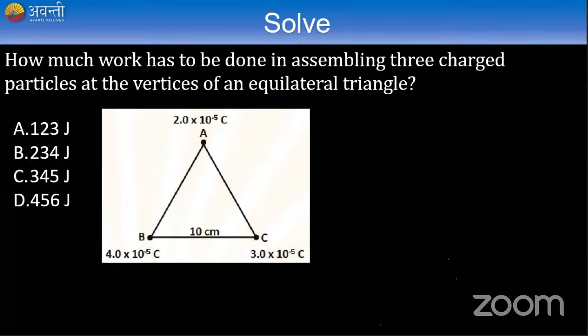So there are 3 point charges of 2 into 10 power minus 5 coulomb, 3 into 10 power minus 5 coulomb, and 4 into 10 power minus 5 coulomb. They are to be assembled on the 3 vertices of a triangle. So 3 vertices of an equilateral triangle. So which formula should I use? System of charge. No, Dikshita, maybe, but not exactly that.